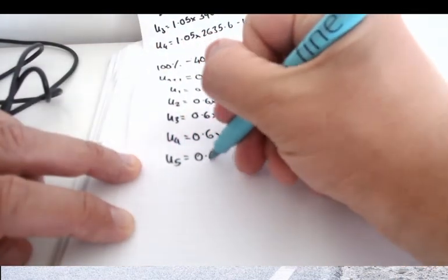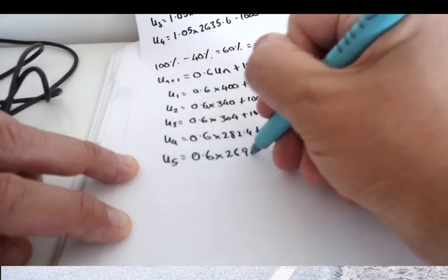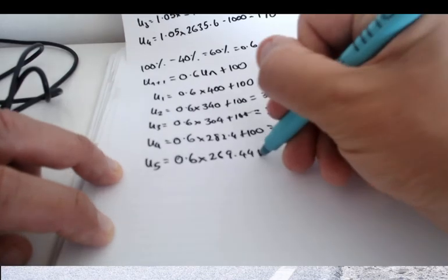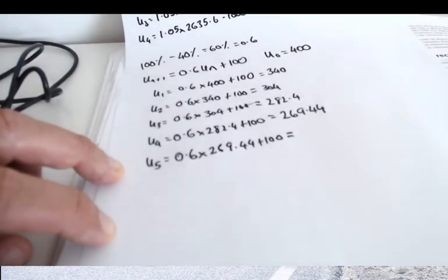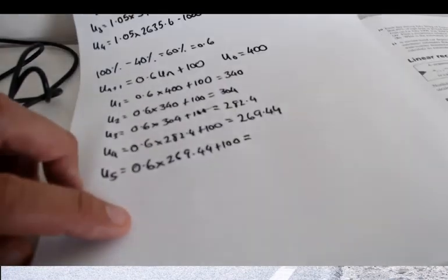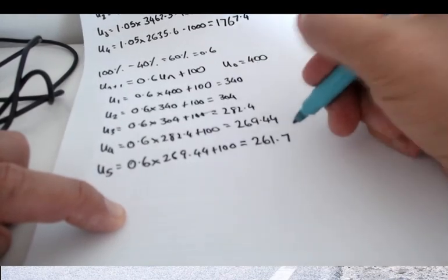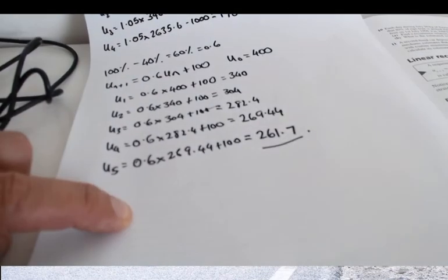And then finally, it also wanted me to get U5. So I take 0.6 and multiply that by my last answer, and I add on 100. Again, if you're using the fast method, all you have to do is hit equals on your calculator. And I'm going to get 261.7, rounded to 1 decimal place.